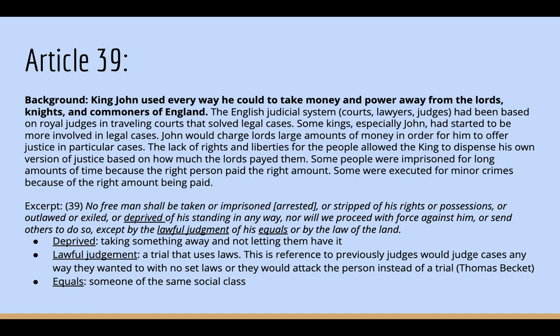The lack of rights and liberties for the people allowed the king to dispense his own version of justice based on how much the lords paid him. Some people were imprisoned for long amounts of time because the right person paid the right amount. Some were executed for minor crimes because of the right amount being paid. Again, being paid to King John.